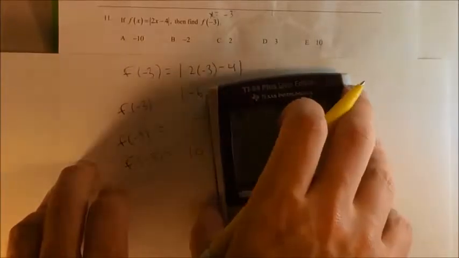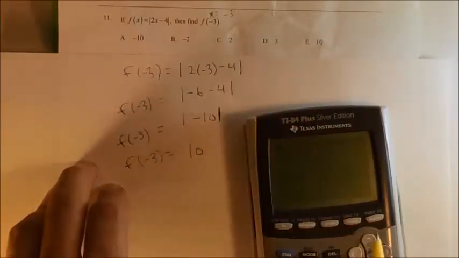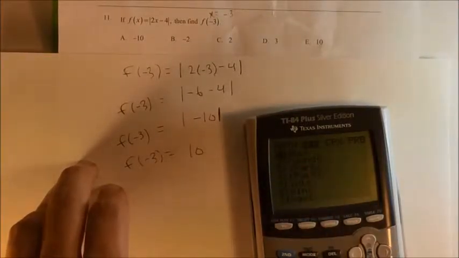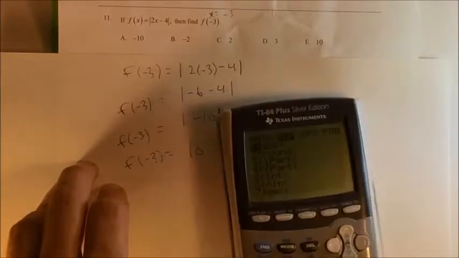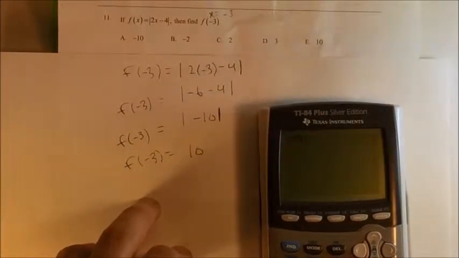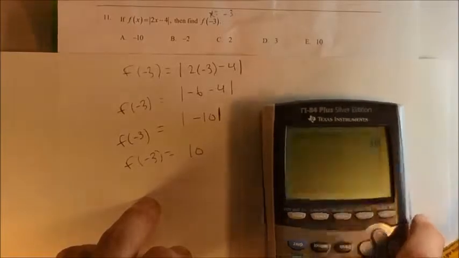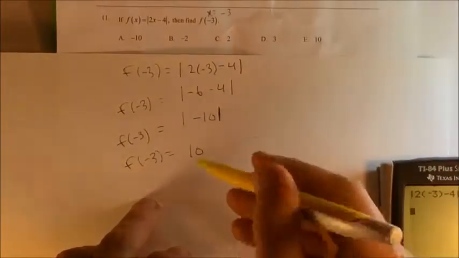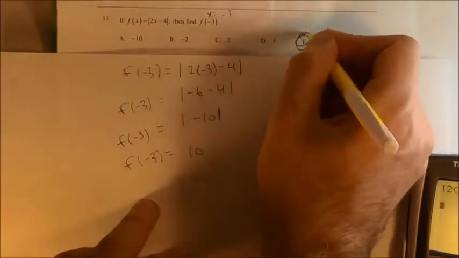And if you want to see how to plug in absolute value on your calculator, we could have just done this. If I want to plug this in on my calculator, your absolute value is under your math, number, ABS. That stands for absolute value. So math, number, ABS, absolute value. Enter, and I'll just do 2 times input negative 3 minus 4, gives me 10. So that's how you plug in absolute value on your calculator. So that'll be 10.